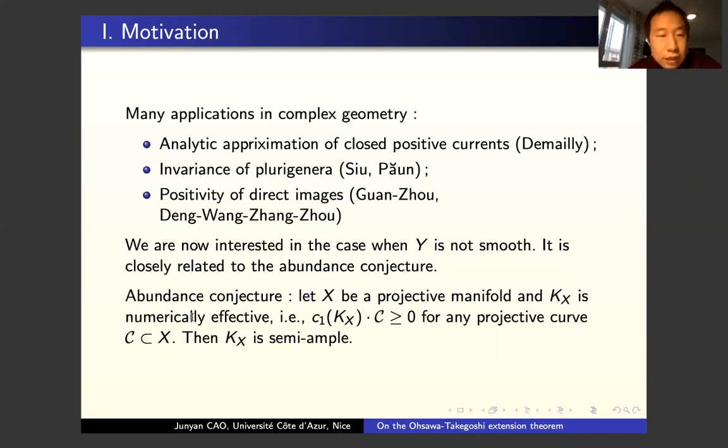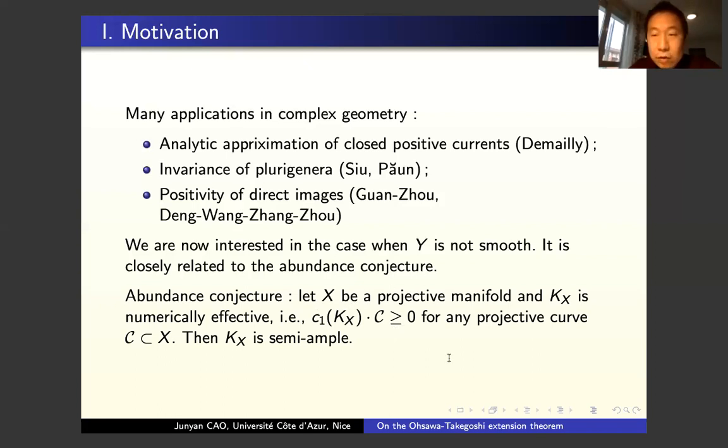The abundance conjecture predicts that for any projective manifold, if its canonical bundle is numerically effective, that means its intersection with any projective curve in X is semi-positive, then K_X is semi-ample. That means we can find a fibration from X to some variety Y, such that K_X is the pullback of some ample line bundle from Y. It is a very crucial conjecture in birational geometry.